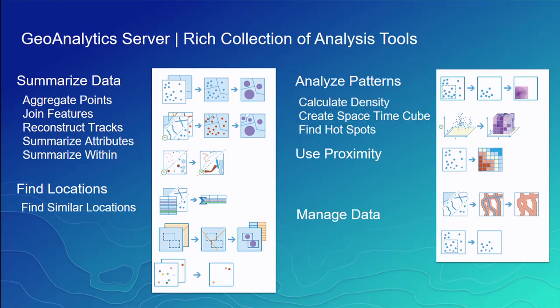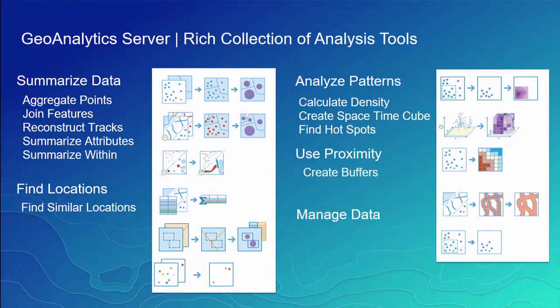Analyzing patterns. So you can do calculate density. With calculate density, you can do a time step as well. So it's similar to calculate density that you would use in desktop, except that it's distributed and there are those time step options. Create space-time cube, which I showed quickly. But again, I would definitely recommend talking to the spatial statistics team about all those details. And find hotspots as well.